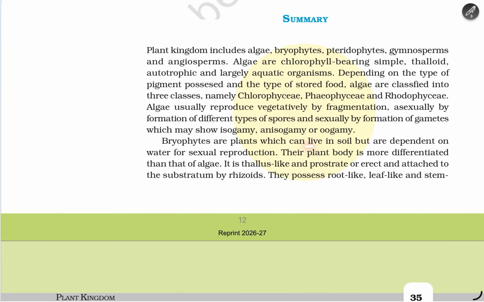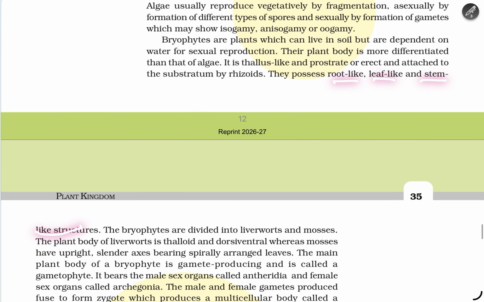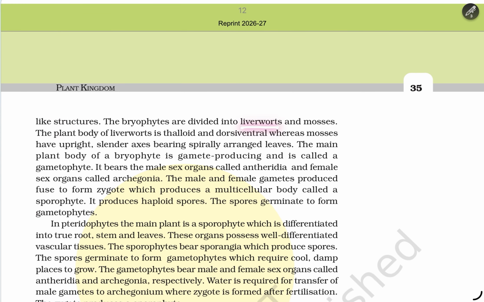Bryophytes are plants which can live in soil but are dependent on water for sexual reproduction. Their plant body is more differentiated than that of algae. It is thallus-like, prostrate or erect, and attached to the substratum by rhizoids. They possess root-like, leaf-like, and stem-like structures. Bryophytes are divided into liverworts and mosses. The plant body in liverworts is thalloid and dorsiventral, whereas the mosses have an upright, slender axis bearing spirally arranged leaves.